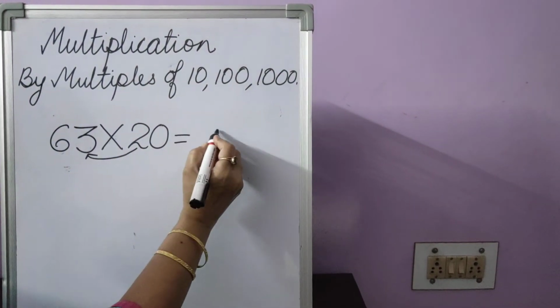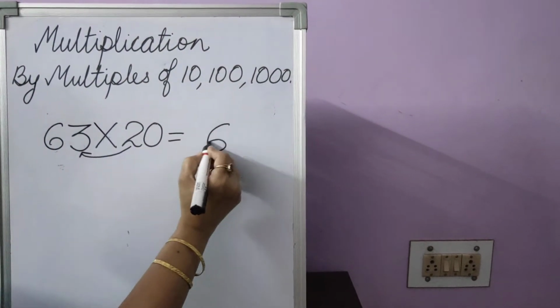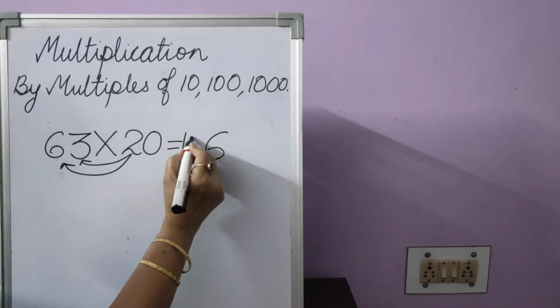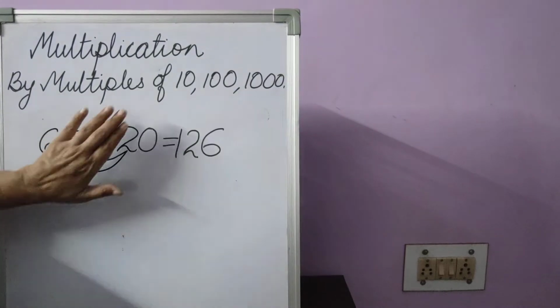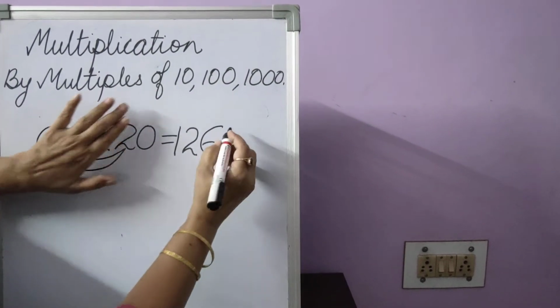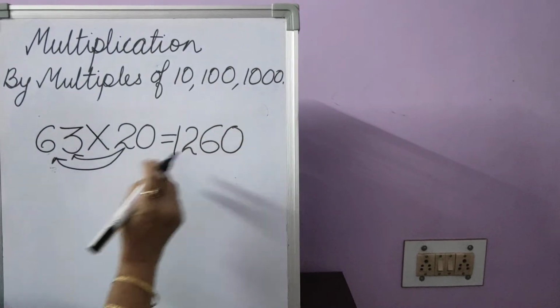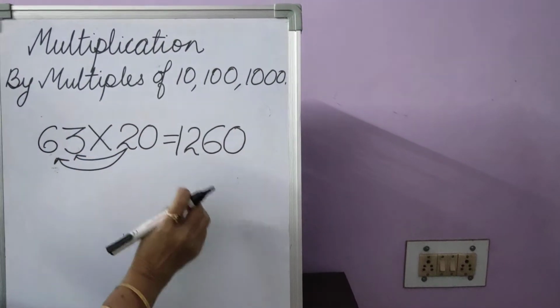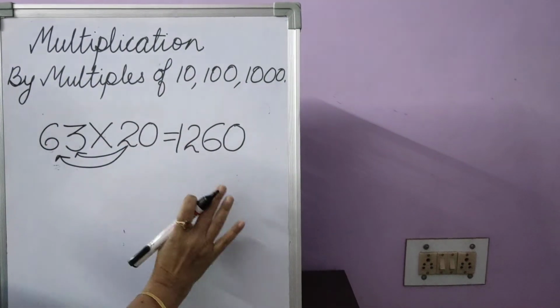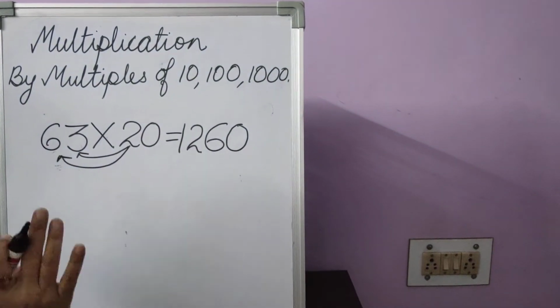So this becomes 2 3s are 6. Now multiply 2 by 6. This becomes 2 6s are 12. And you remember the 0 that we had left out. Now we are going to put the 0 after this number. So your answer is 1260. Okay. This is the method that you're going to follow.